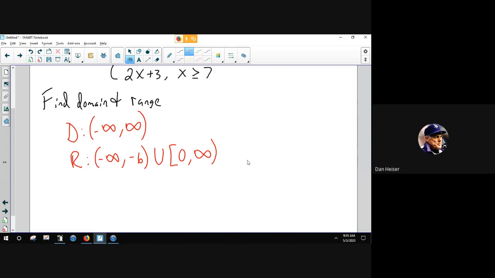Any x value can happen, and our y values are pretty much everything except between -6 and less than 0. So there's a gap here of y values not being used.